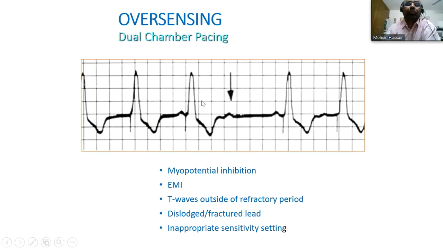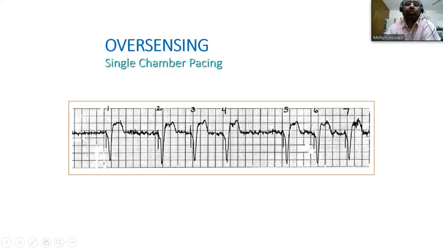In a dual chamber pacemaker, oversensing by T waves or other signals can also inhibit it. The most common causes are myopotential inhibition, electromagnetic interference, T wave outside the refractory period like this here, a distorted or fractured lead, and inappropriate sensitivity setting. Sensitivity setting is the most important programming factor in oversensing. Here there is a pacing spike, then no spike and absence of capture. So this is inhibited. In a single chamber pacemaker, an artifact from an external source can inhibit the pacemaker by being sensed.